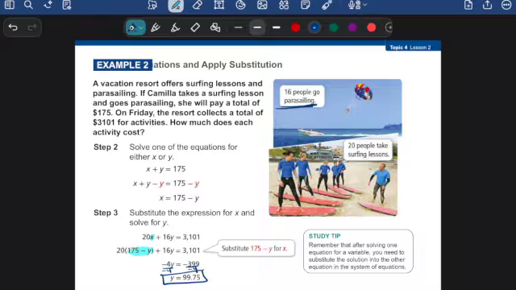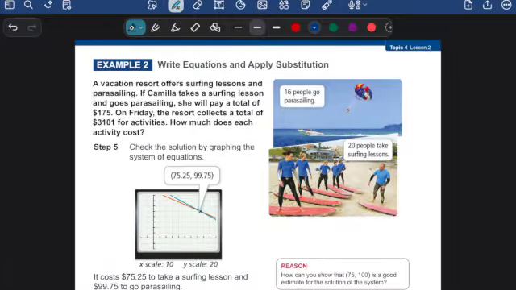Okay, we still need to find the cost of one surfing lesson. So how do we do that? We're going to plug y into our first equation. So let's just do it right here. X plus 99.75 equals 175. Subtract 99.75 from both sides. And x is going to equal $75.25.